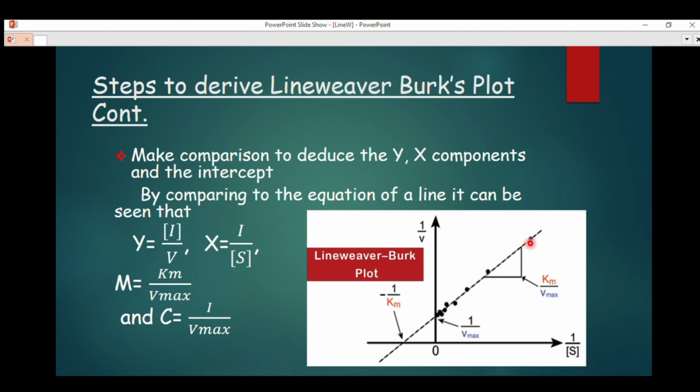So it's a straight line. The Lineweaver-Burk plot is a straight line with a gradient m equal to Km over Vmax, and an intercept c equal to 1 over Vmax, as we can see over here. The negative intercept on the x-axis corresponds to negative 1 over Km, so you can also find Km by taking the negative inverse of this to get Km. This is the whole process to derive the Lineweaver-Burk plot.